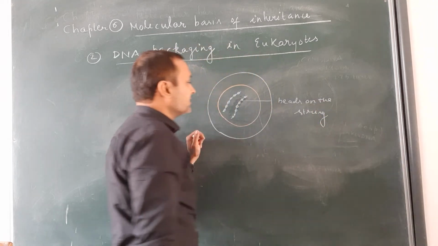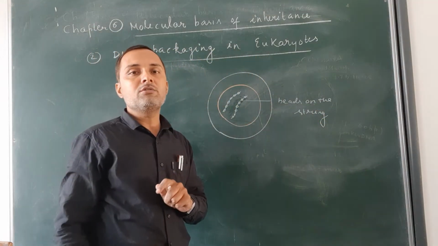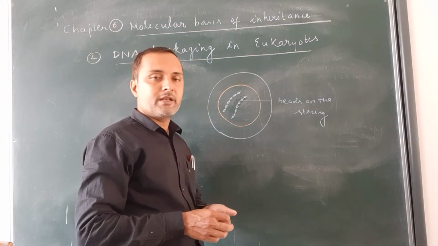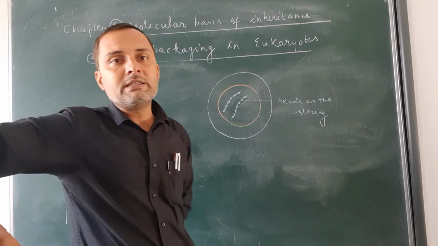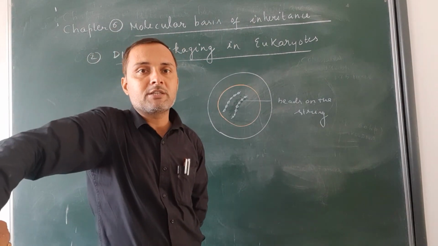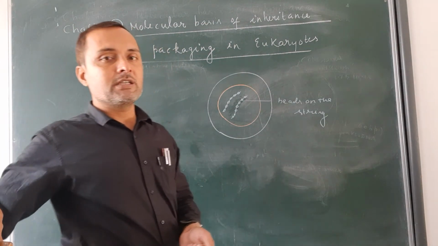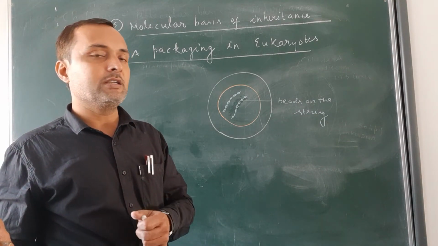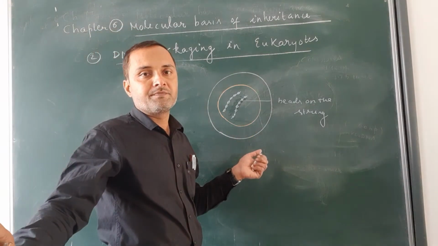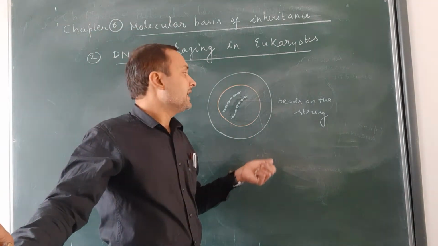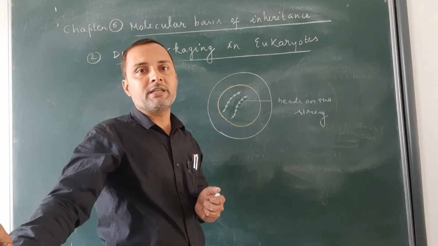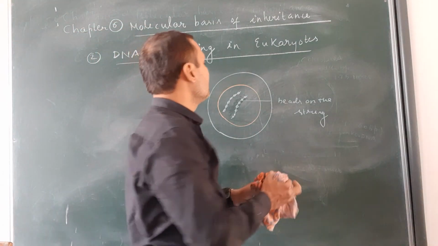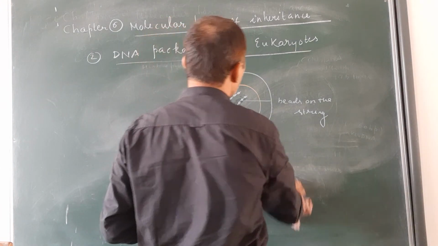Each bead represents a nucleosome. The nucleosome consists of the histone octamer and the DNA. So what is chromatin? The genetic material, that means DNA, in non-dividing cells, looks like beads on a string, and it is uncoiled. That is known as chromatin. There are two types of chromatin, euchromatin and heterochromatin. So let's see euchromatin and heterochromatin.